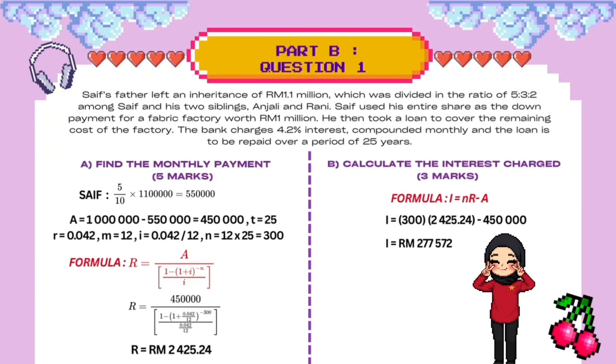So here, we need to find R. The formula we need to use is R equals A over (1 minus (1 plus i) to the power of negative n) over i. Next, we put all the information we listed into the formula. And the answer we will get for R is 2,425 ringgit and 24 cents.